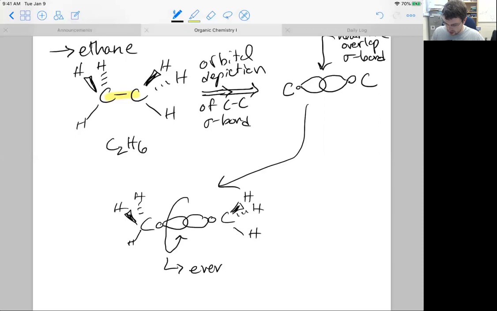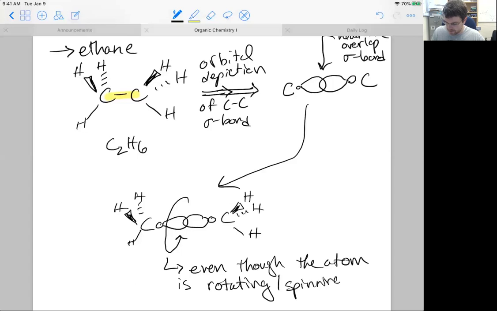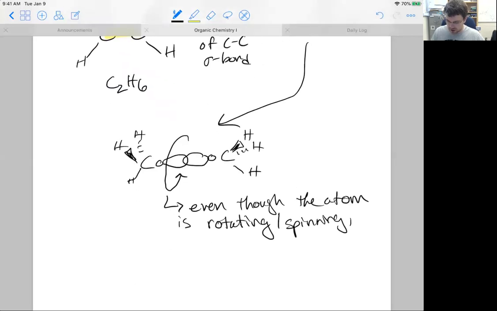So even though the atom is rotating, and actually rotate is a better word, so we're rotating, head-to-head overlap is maintained.